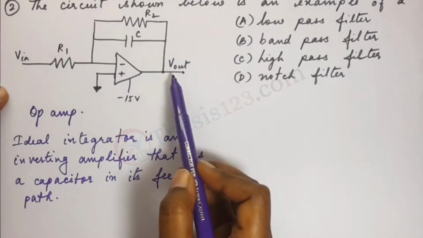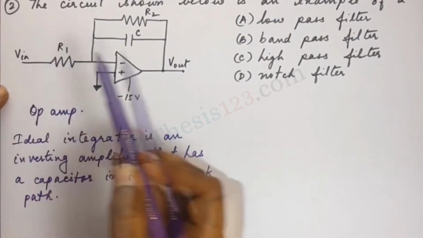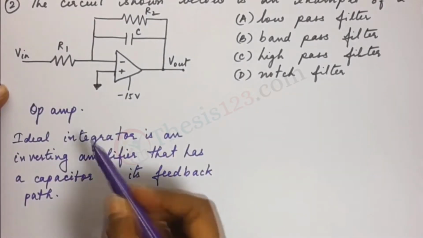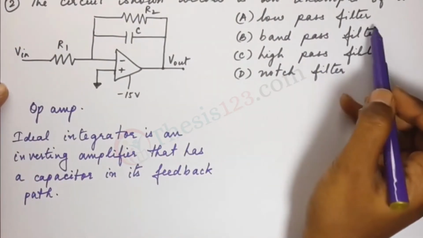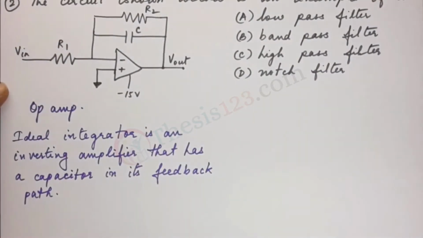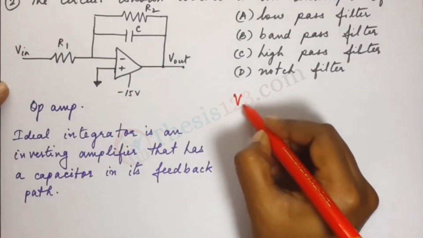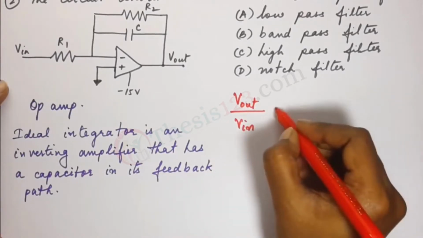So the next step is to see what the ratio of the output to the input is. Now if the output to the input indicates that it is indeed an integrator, then that will tell you that it would be a low pass filter. So let's just check that out now. Let's look at the ratio of V out to V in.